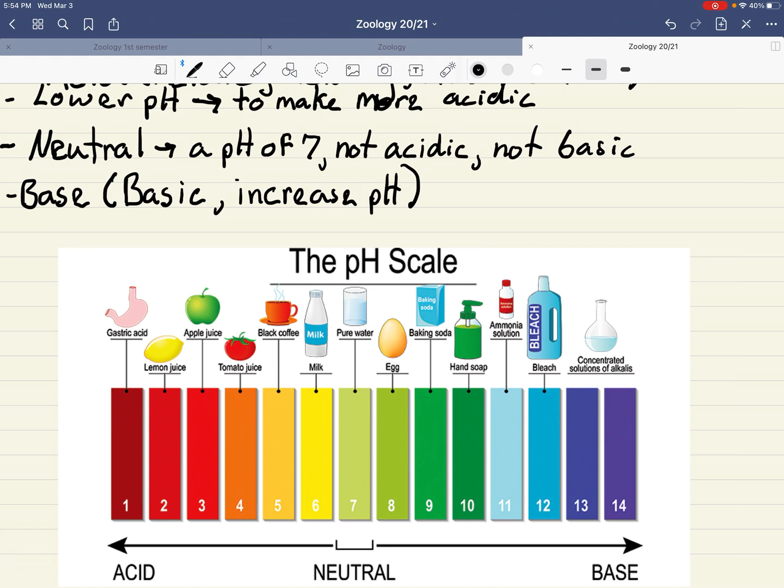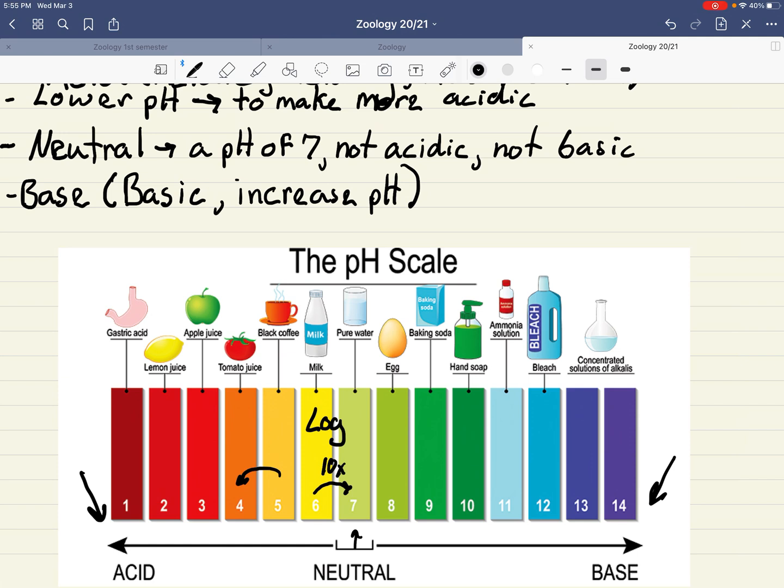So this scale that you can see here, this is the pH scale. And it goes from acidic on one side to basic on the other side, with neutral being in the middle. Now, a couple of things about this scale. First of all, it's a logarithmic scale. And what that means is every time you change a number on pH, whether it's an increase or a decrease, every number is a factor of 10. So a pH of 7 is 10 times more basic than a pH of 6.